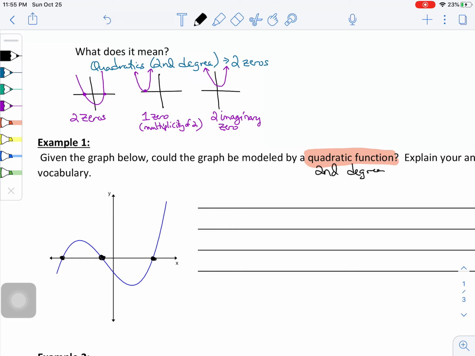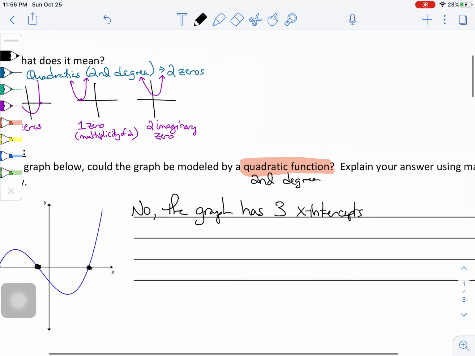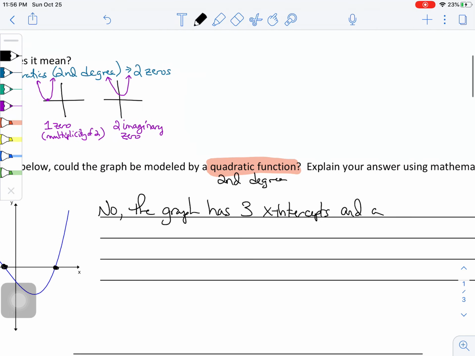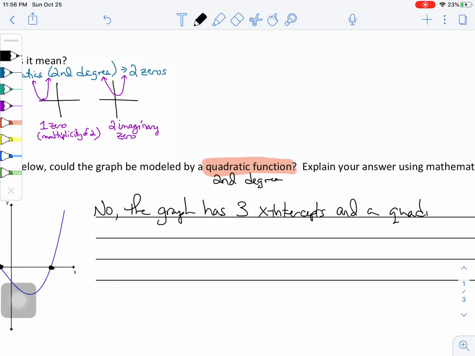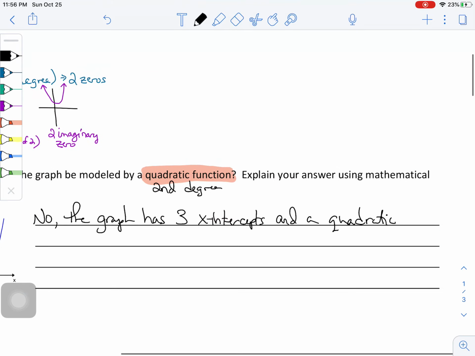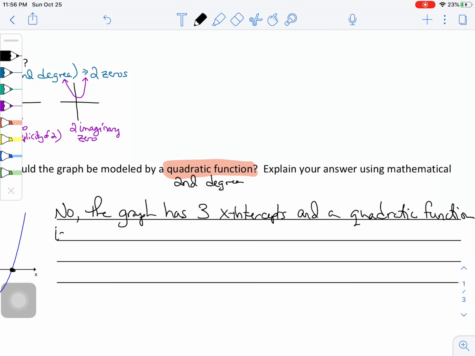Okay, so let's see if we can put this all in some words here. All right, no, the graph has 3 x-intercepts and a quadratic function is only second degree.